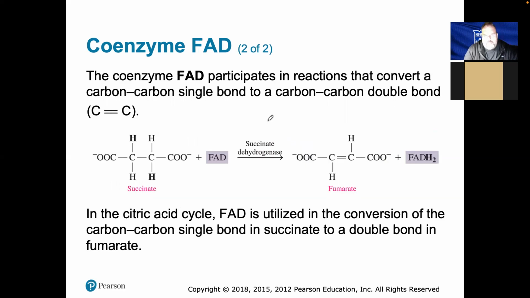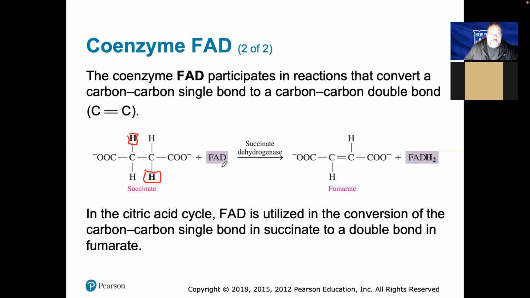The coenzyme FAD participates in reactions that convert carbon-to-carbon single bonds to carbon-to-carbon double bonds. So here you have what is known as succinate. And if we react it with FAD in the presence of succinate dehydrogenase, essentially what's happening is we're removing one hydrogen from each of the two middle carbons of the succinate.